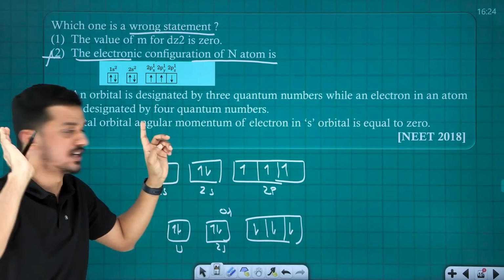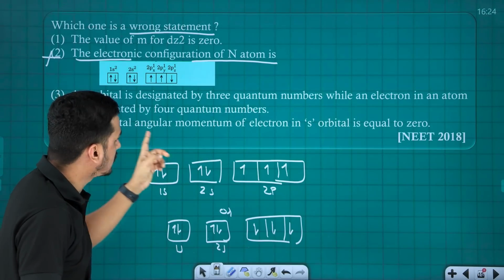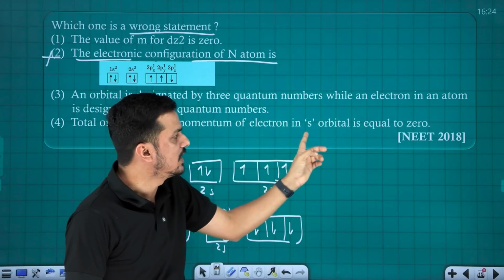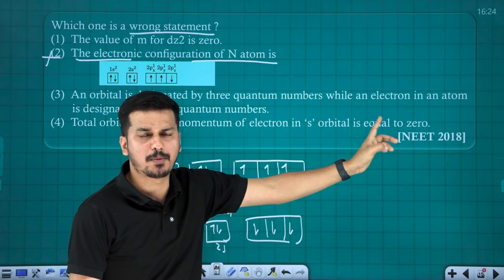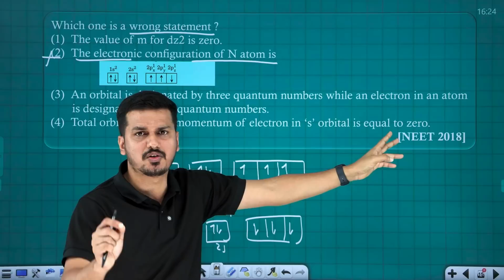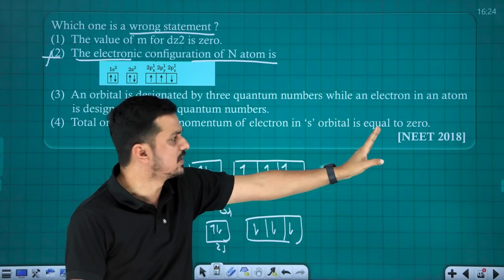That means spin quantum number also we required. And what about the fourth one? Total orbital angular momentum of electron in S orbital is equal to 0. That is correct. That is root of L into L plus 1. So once we are doing L equal to 0, how much will we get?